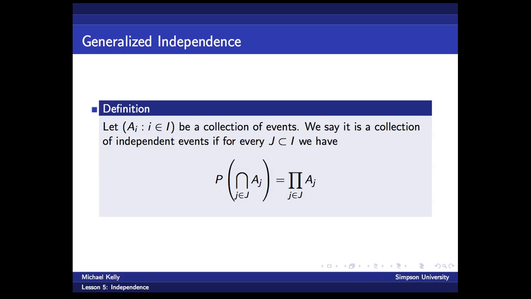To generalize our definition of independence, we look at an arbitrary index set. So we have A sub I, where I is in an index set, be a collection of events. That collection is independent if for every subset of the index set, we have the probability of A sub j happening for all j in the subset is equal to the product of the probabilities of the A sub j happening for all j in the subset.